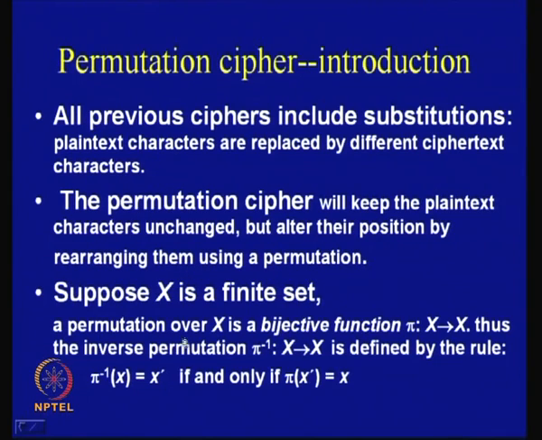Suppose x is a finite set. A permutation over x is a bijective function, denoted by pi, from x to x, which is a mapping, and thus the inverse permutation is again from x to x, defined by pi inverse. It is defined by the rule that pi inverse of x is equal to x dash if and only if pi of x dash is equal to x. So that is the definition of a permutation cipher.